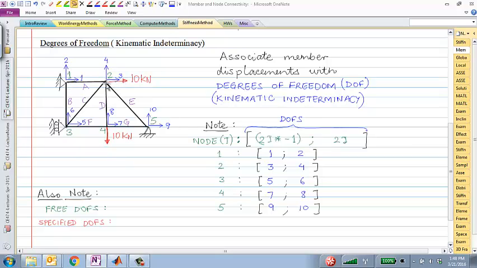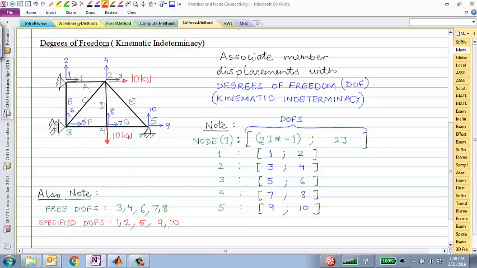Right? So if we go to node 2, 3 and 4 are free. And node 3, which degree of freedom is free? 6 is free. 5 is fixed. All right, so we'll add 6 there. And 7 and 8 both are free at node 4, and 5 both are fixed. So let me also write the specified or the fixed degrees of freedom. So there would be 1, 2, 5, and 9 and 10.